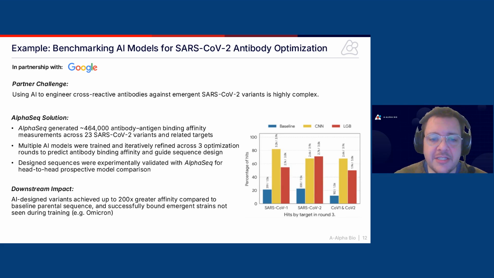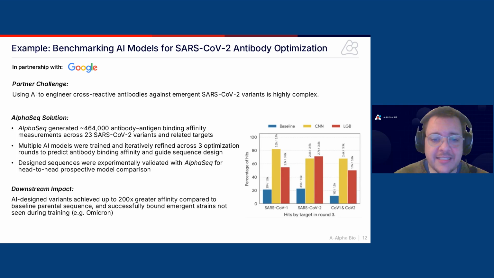Another critical thing, as I mentioned, is benchmarking AI models. So here, in partnership with Google and the Bill and Melinda Gates Foundation, and this work is described in a preprint on bioRxiv, we did a great project benchmarking different AI models for antibody optimization in a SARS-CoV-2 context. So this was when the pandemic was really still raging. Looking at some starter antibodies, in particular antibodies raised against SARS-CoV-1, and seeing if they could be engineered as potent and cross-reactive SARS-CoV-2 binders.